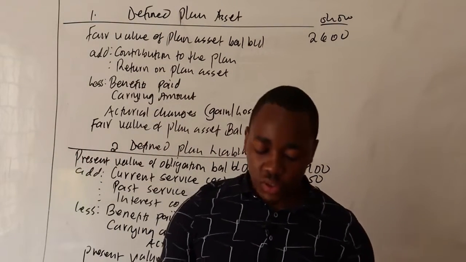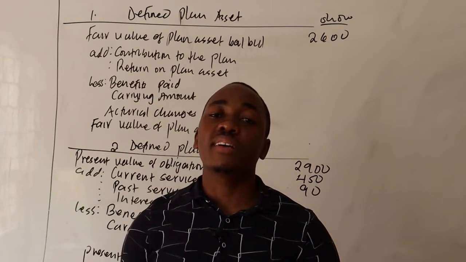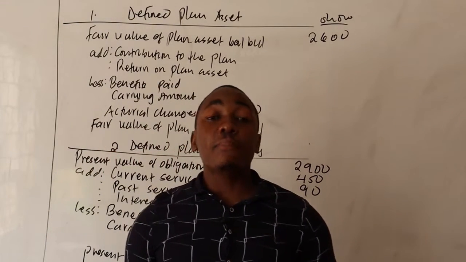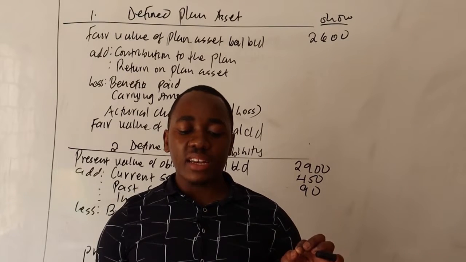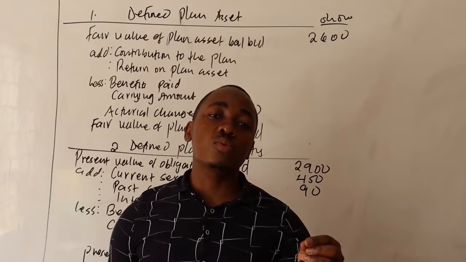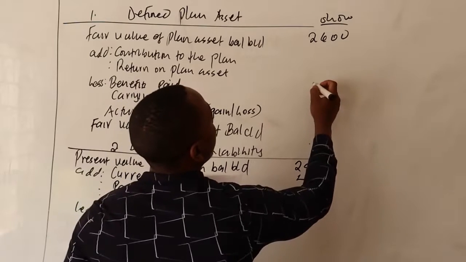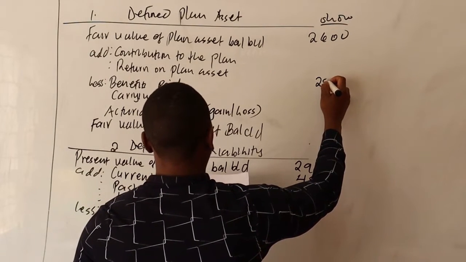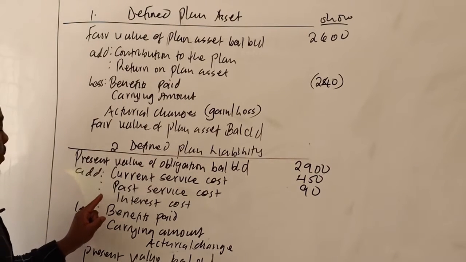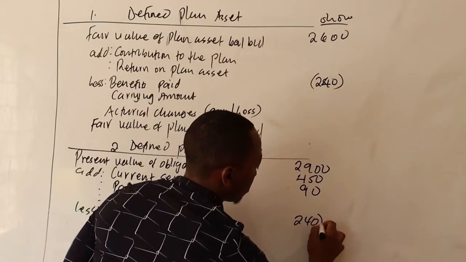Then I told you that the past service cost is caused by the improvement in pension benefit commencing on 1st December 2014. The pension plan paid 240 on 1st December 2014. The pension plan paid 240. Now that 240 is what we call benefits paid. And we say that for the benefits paid, you deduct that 240 from both the assets and the liability. You see, we said you deduct less benefits paid, and benefits paid was 240.